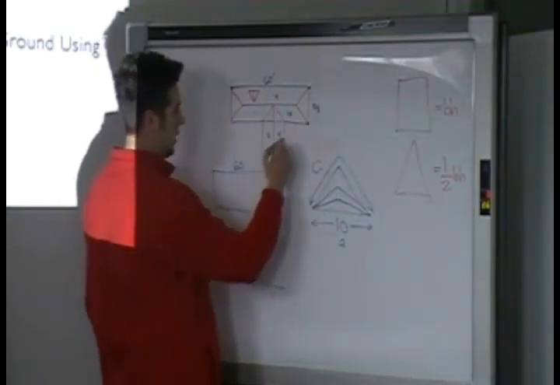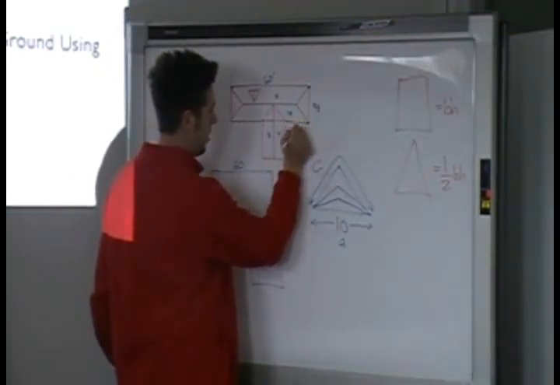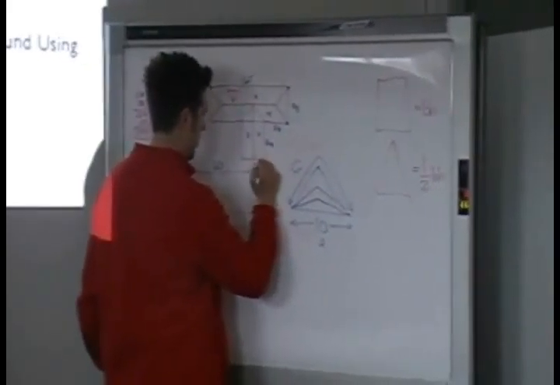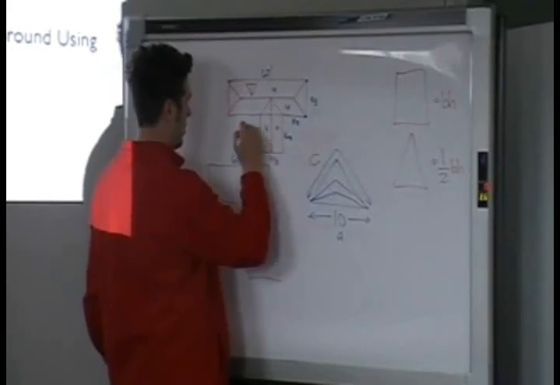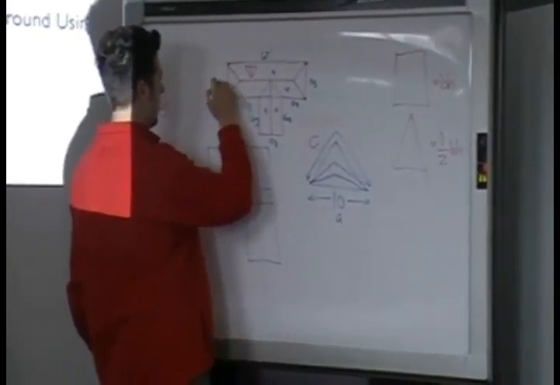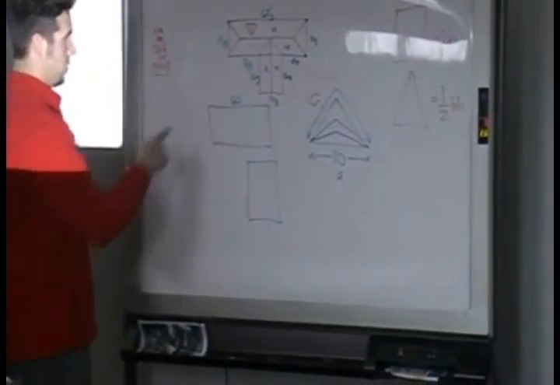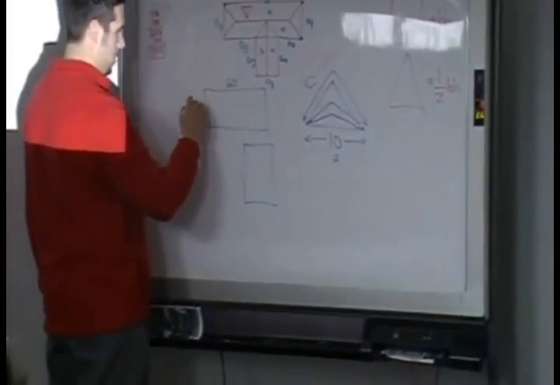So let's say that's 10 ground. Let's say this is 8 ground, 16 ground, 10 ground, 16 ground, 8 ground. Okay. So this now is going to become 60 by 10 ground.